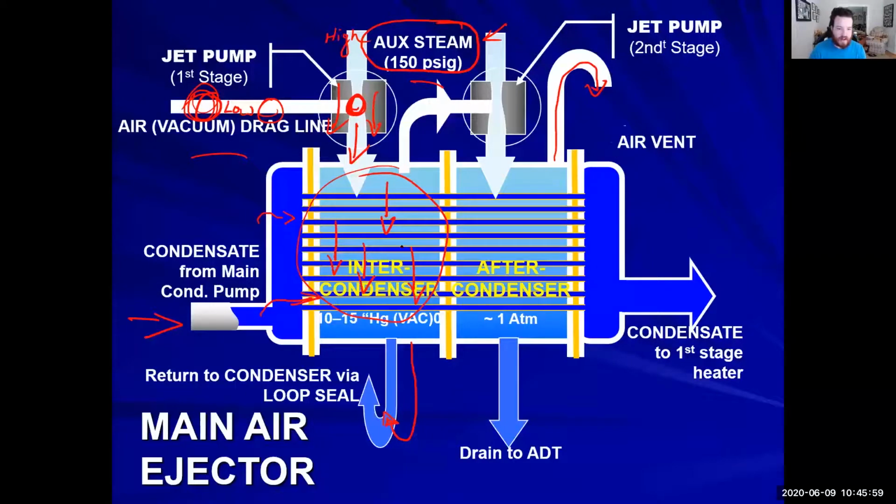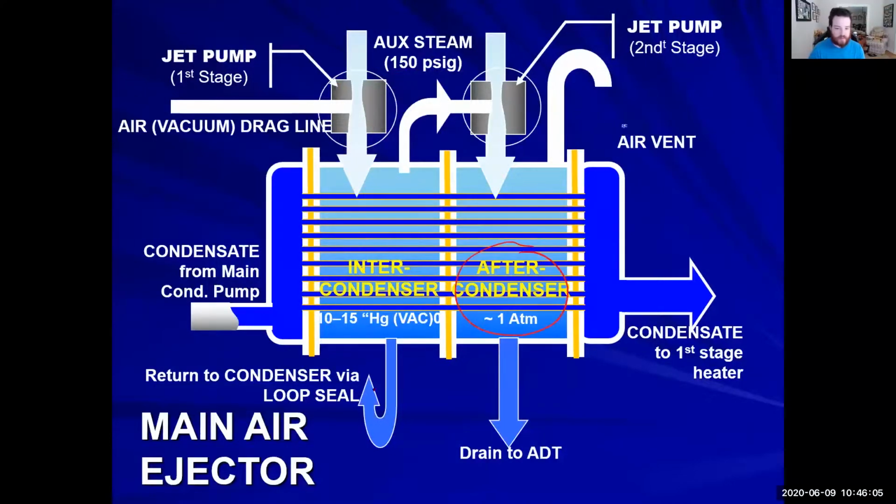All right. So you have your inner condenser and you have your after condenser. All right. This is existing around 1 atmosphere. This is existing around 10 to 15 inches of mercury. So you're in vacuum. All right. This drains to your ADT, or your atmospheric drain tank. And then that condensate goes on its merry way. Just gets heated up a little bit more.